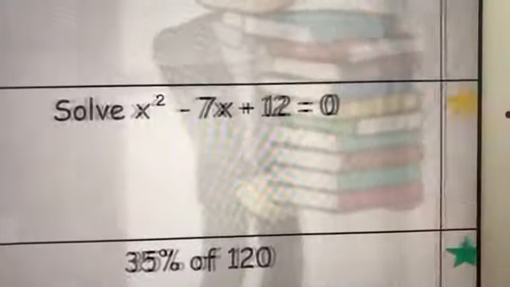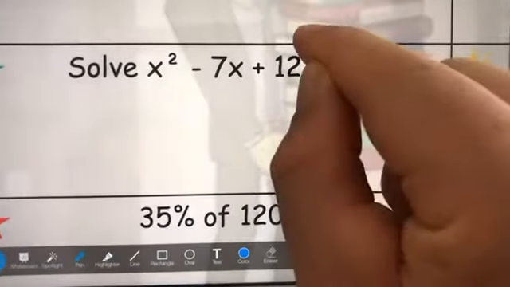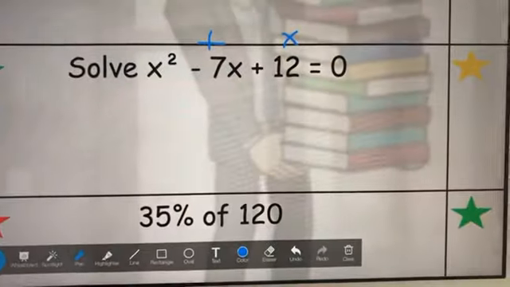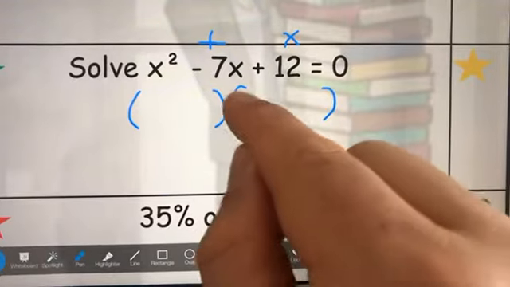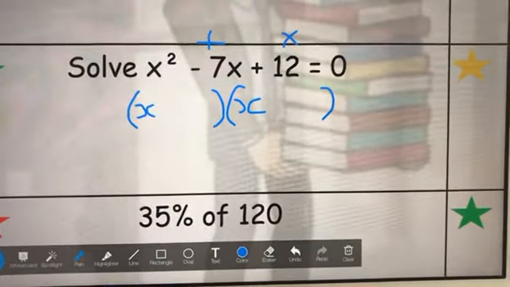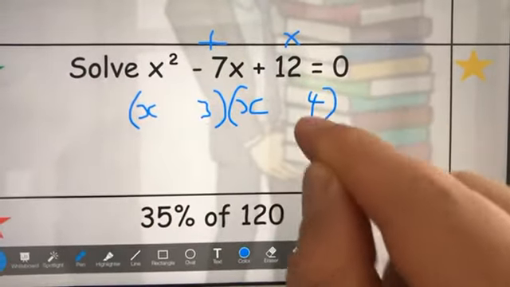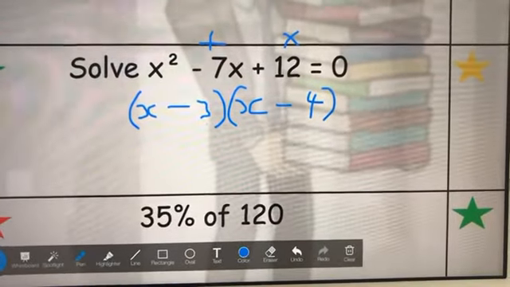Underneath I've got factorize and solve a quadratic. Remember you've got to find 2 numbers. They've got to multiply to make plus 12 and add to make negative 7. So I'm going to open my double bracket, x and x. It's going to have to be 3 and 4 to multiply to make 12, and it's going to be minus 3 and minus 4 to add to make negative 7.